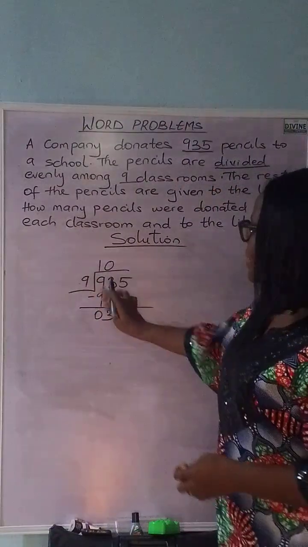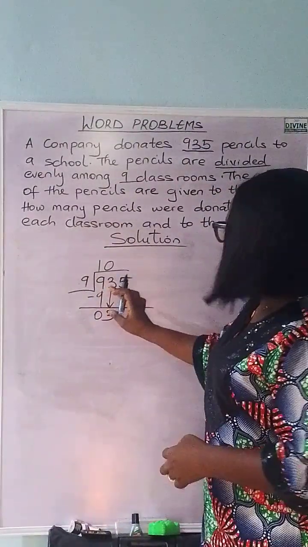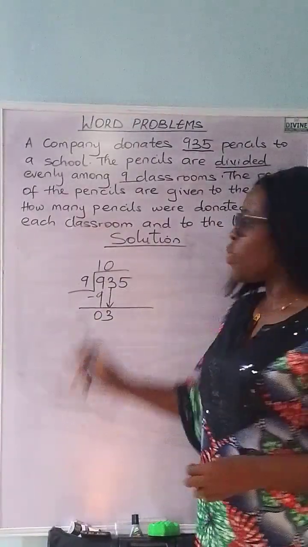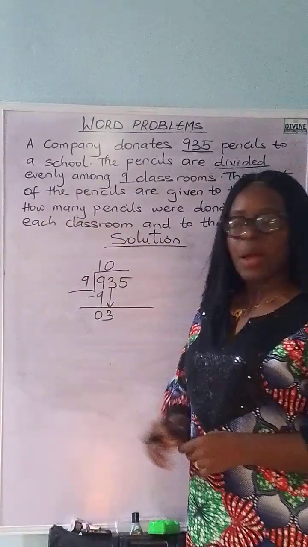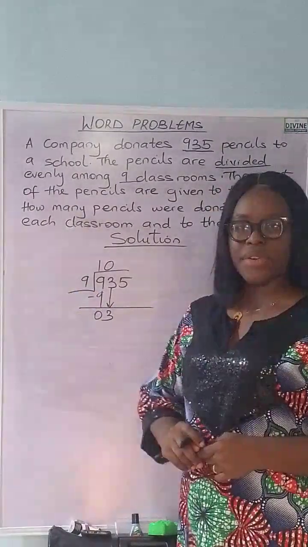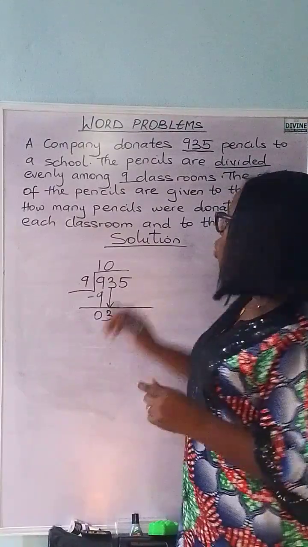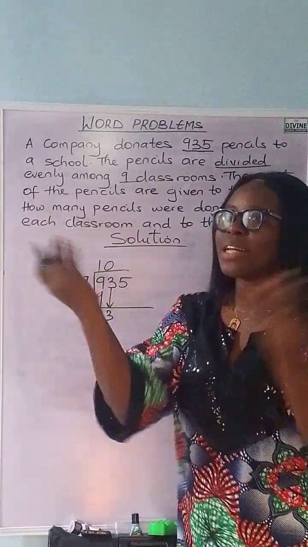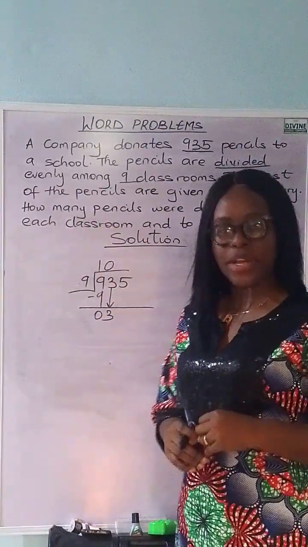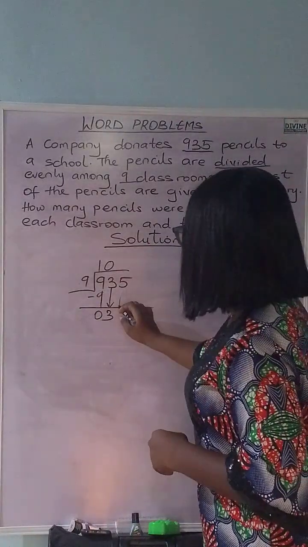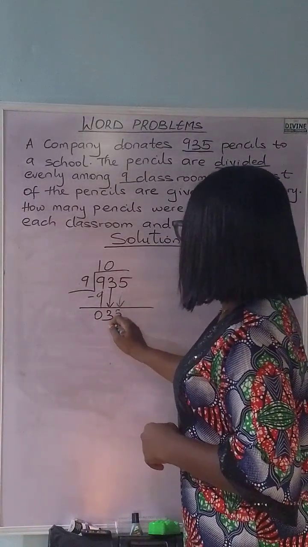So 9 divided 9 gave us 1. 9 minus 9 is 0. We brought down 3. But 9 cannot divide 3, which we just brought down. So we have to put 0 on top to show that 9 could not divide 3, before we then bring down the next number, which is 5.